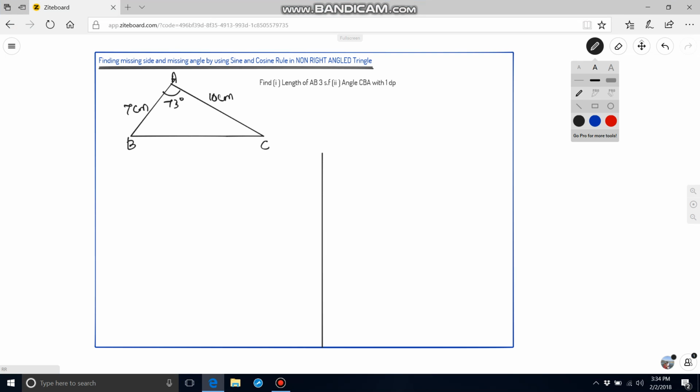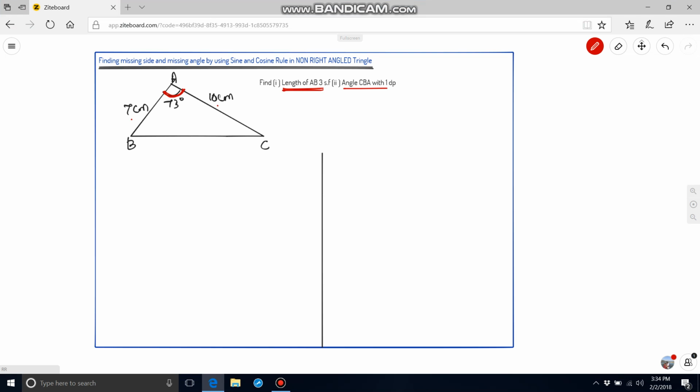Hello everyone, here we are going to find a missing side and a missing angle in a non-right angle triangle by using the sine and cosine rule in the same diagram itself. Here the diagram ABC is a non-right angle triangle. Angle A is given as 73 degrees and the sides are given as 7 and 10 centimeters. We need to find the length of the side BC and the angle CBA. We can do it one by one.